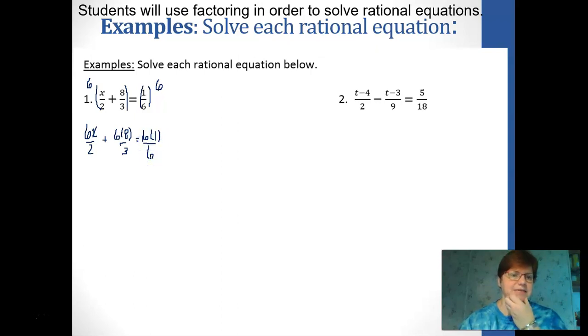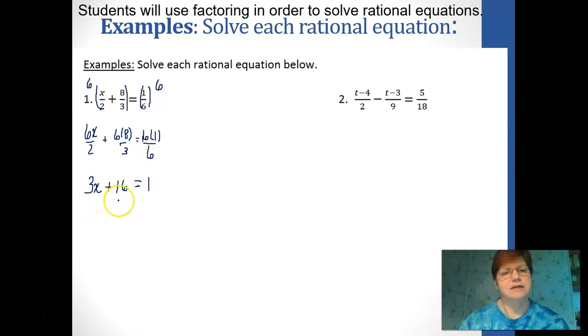So what happens then is, okay, now I'm trying to simplify. What is 6 divided by 2? Well, 6 divided by 2 is 3x. So when I do the same thing here, 6 divided by 3 is 2. 2 times 8 is 16. Equals 6 divided by 6 is 1. And 1 times 1 is 1.